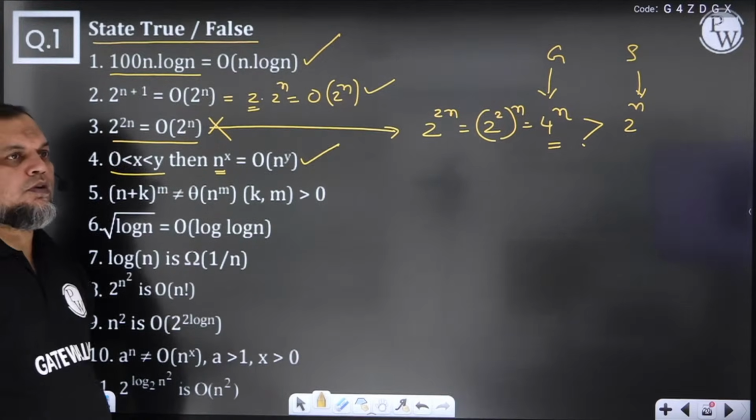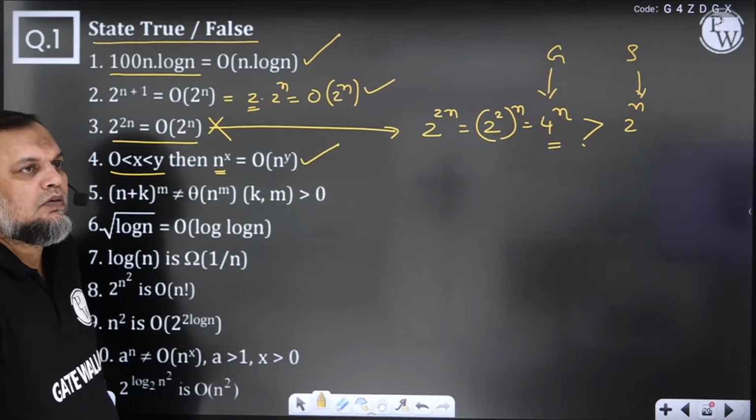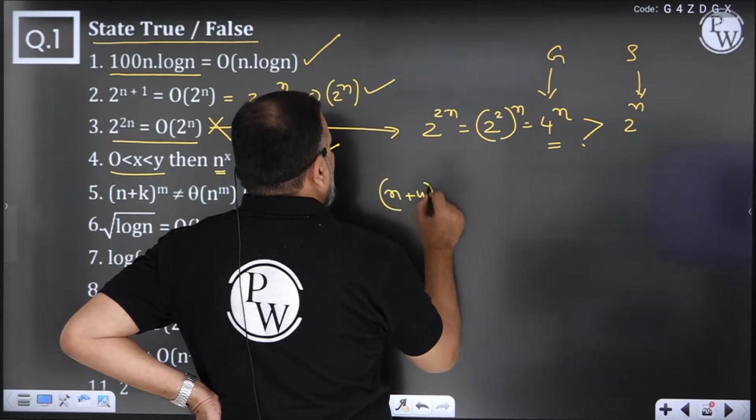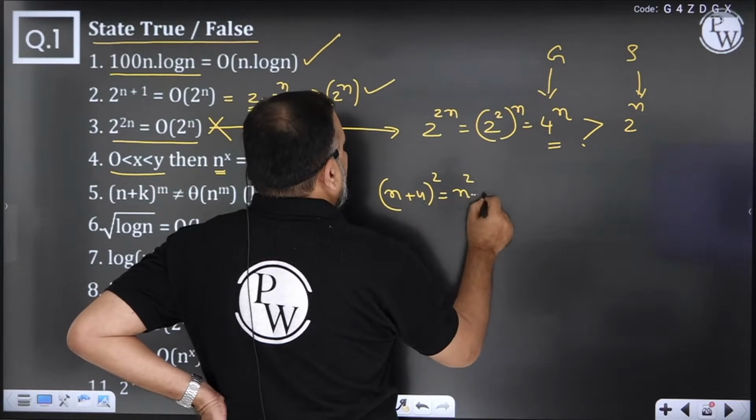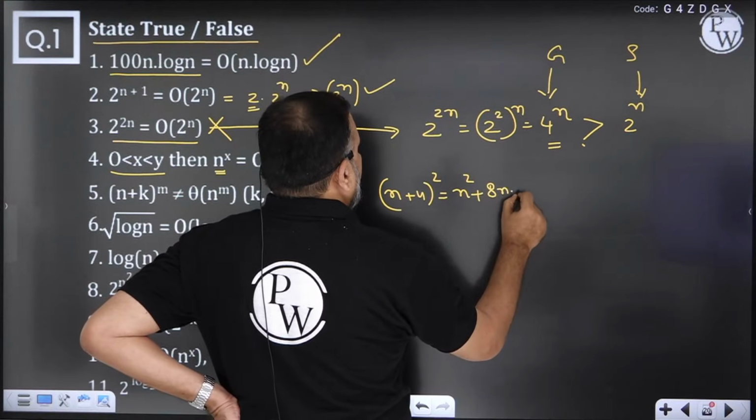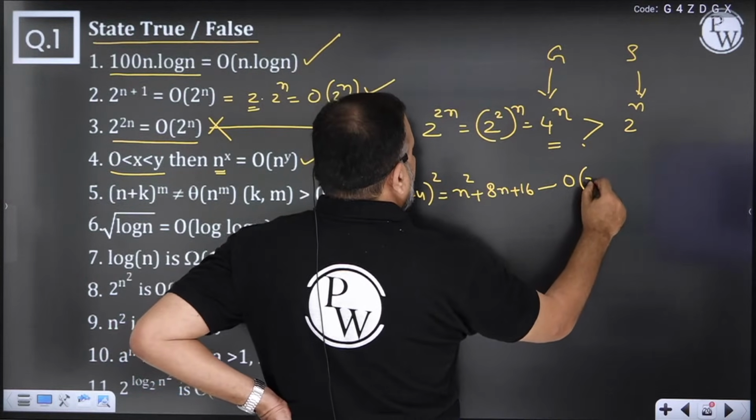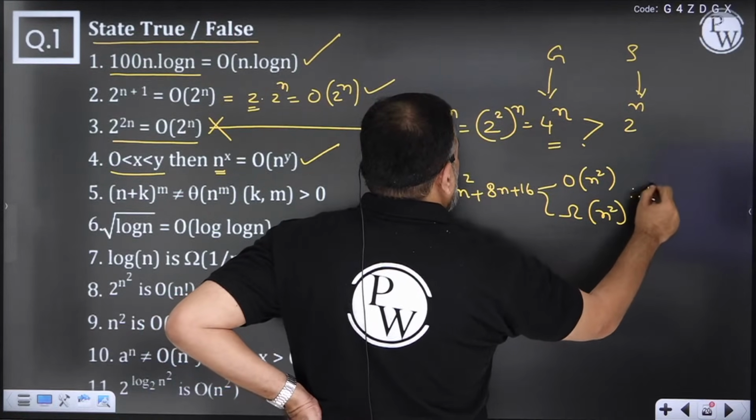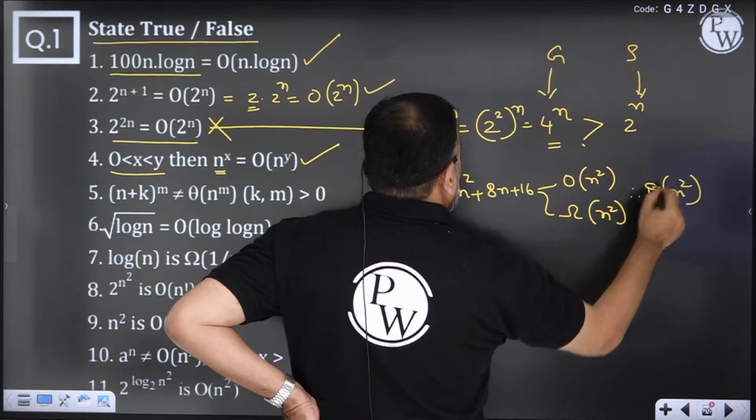Fifth one बताइए मुझे. Fifth one is false. Very correct. Because if I write like n plus 4 whole square, this is n square plus 8n plus 16. This is order of n square. And this is omega of n square. Very correct. So therefore this is theta of n square.